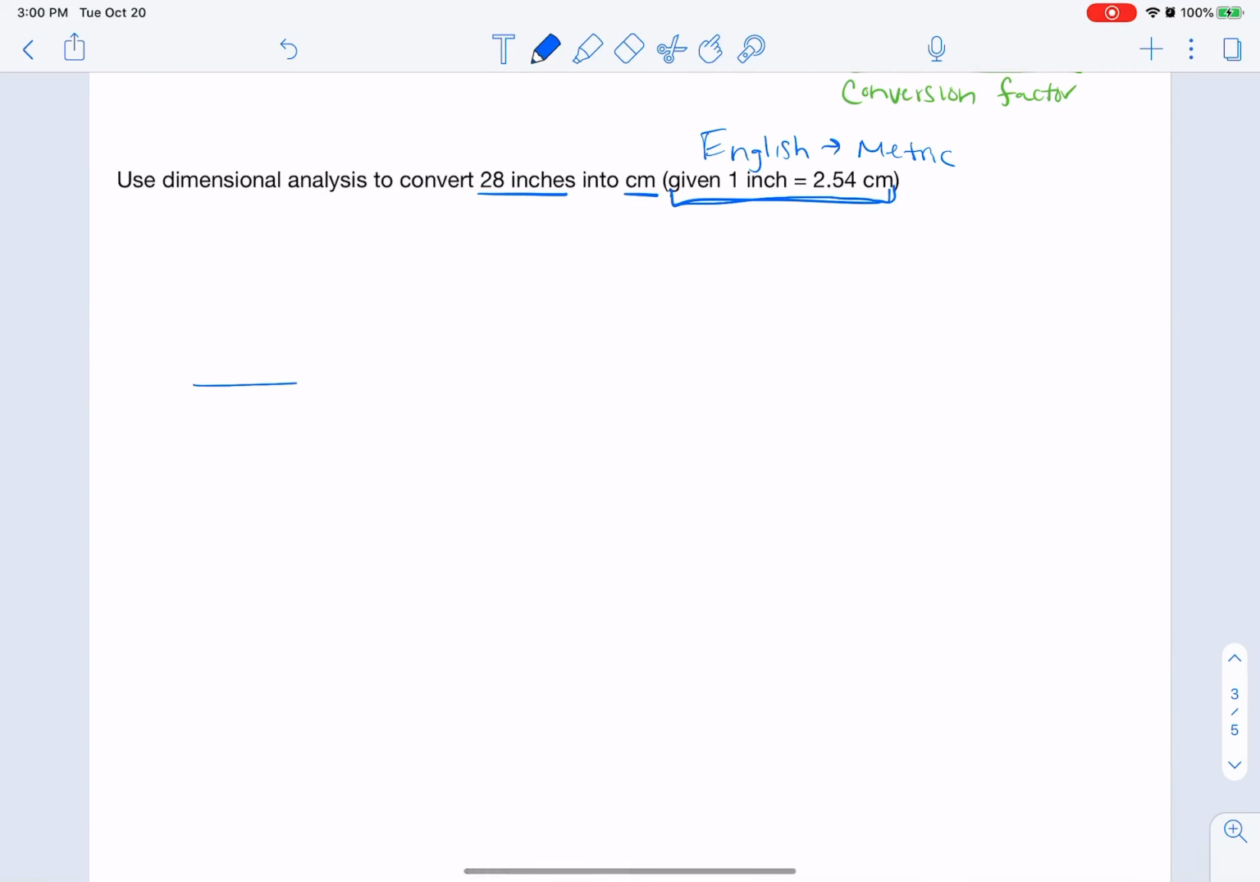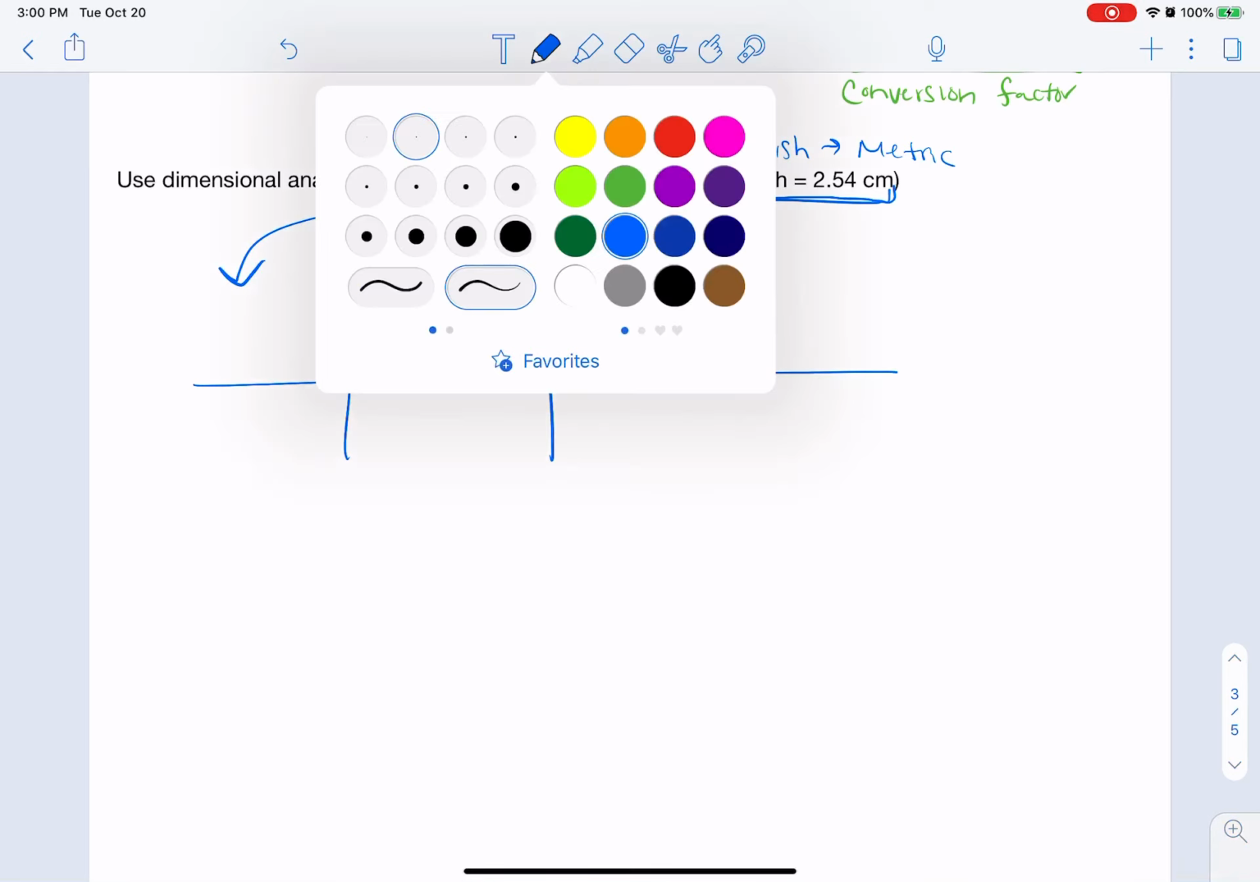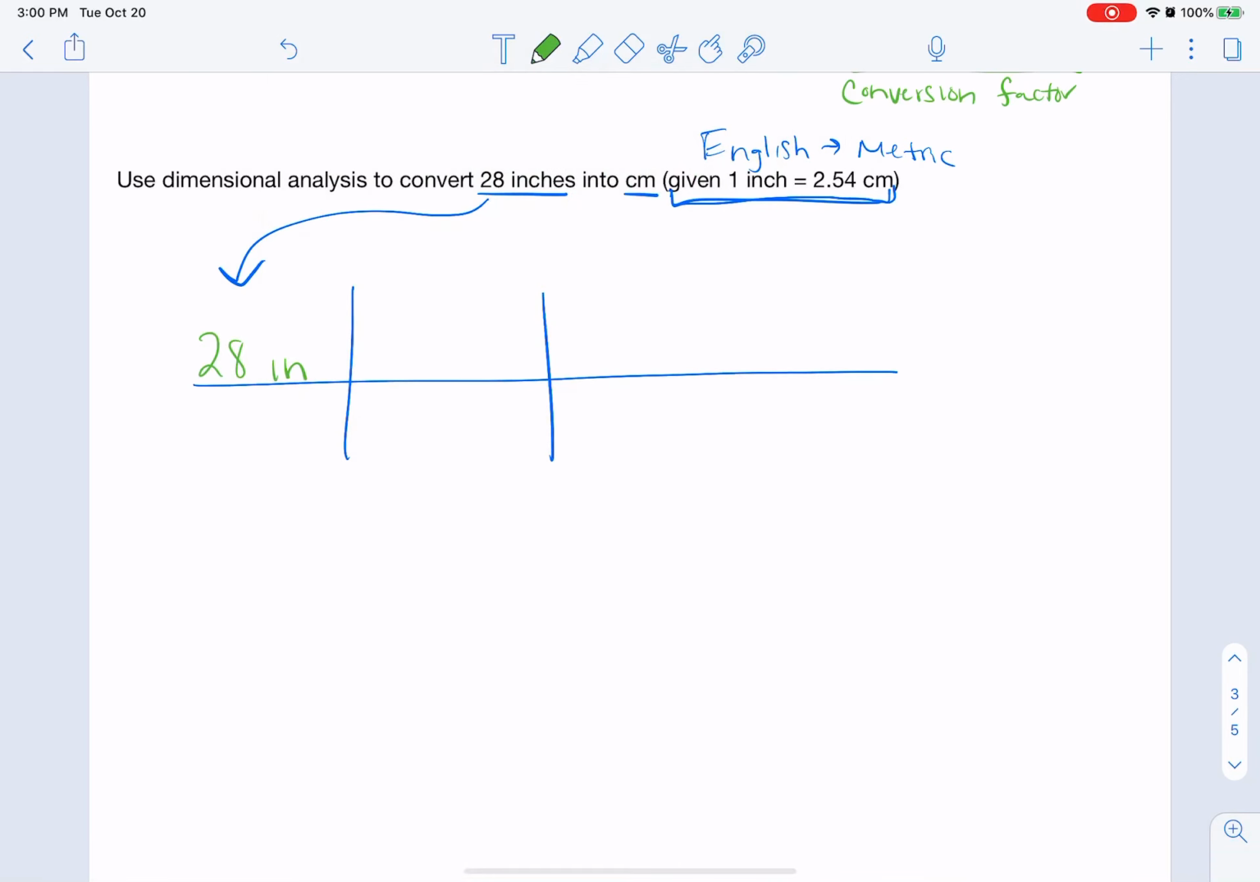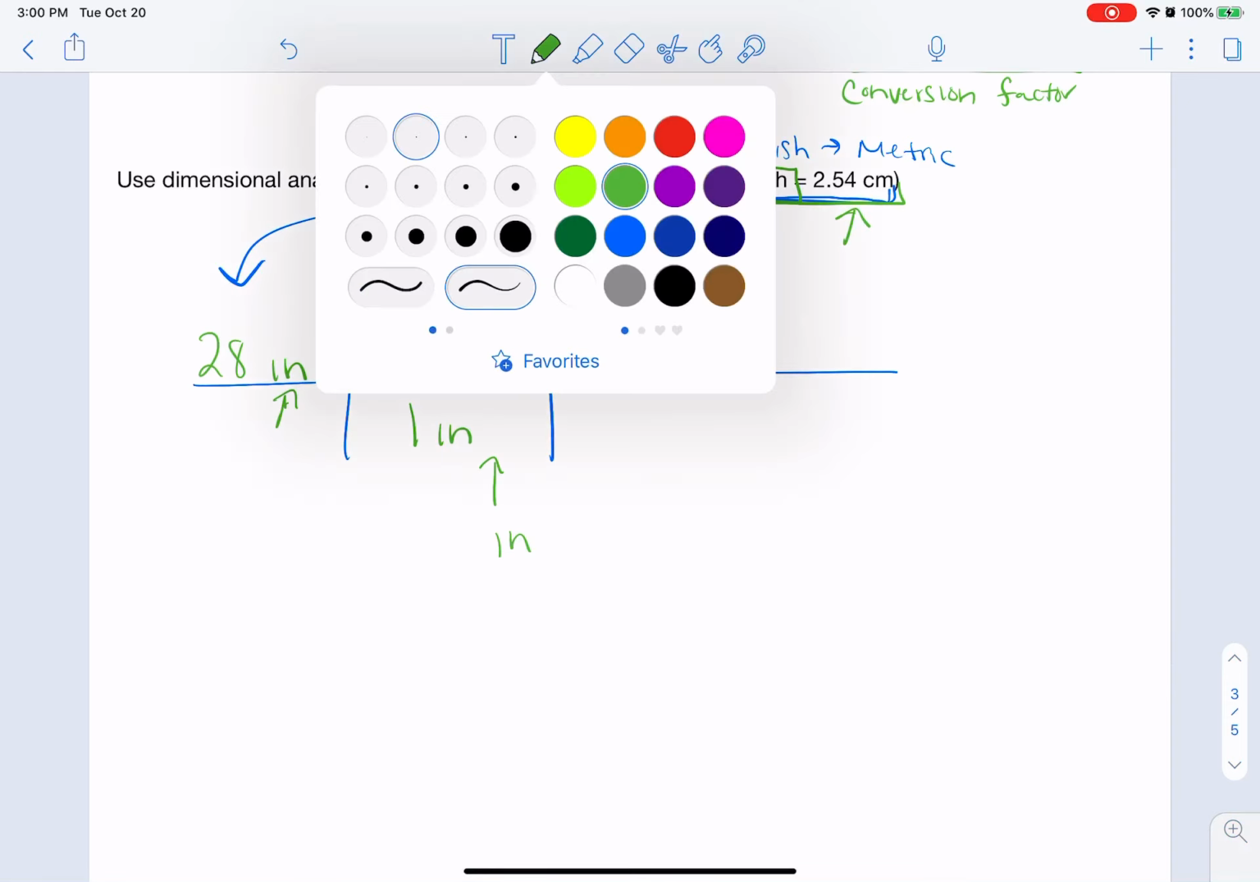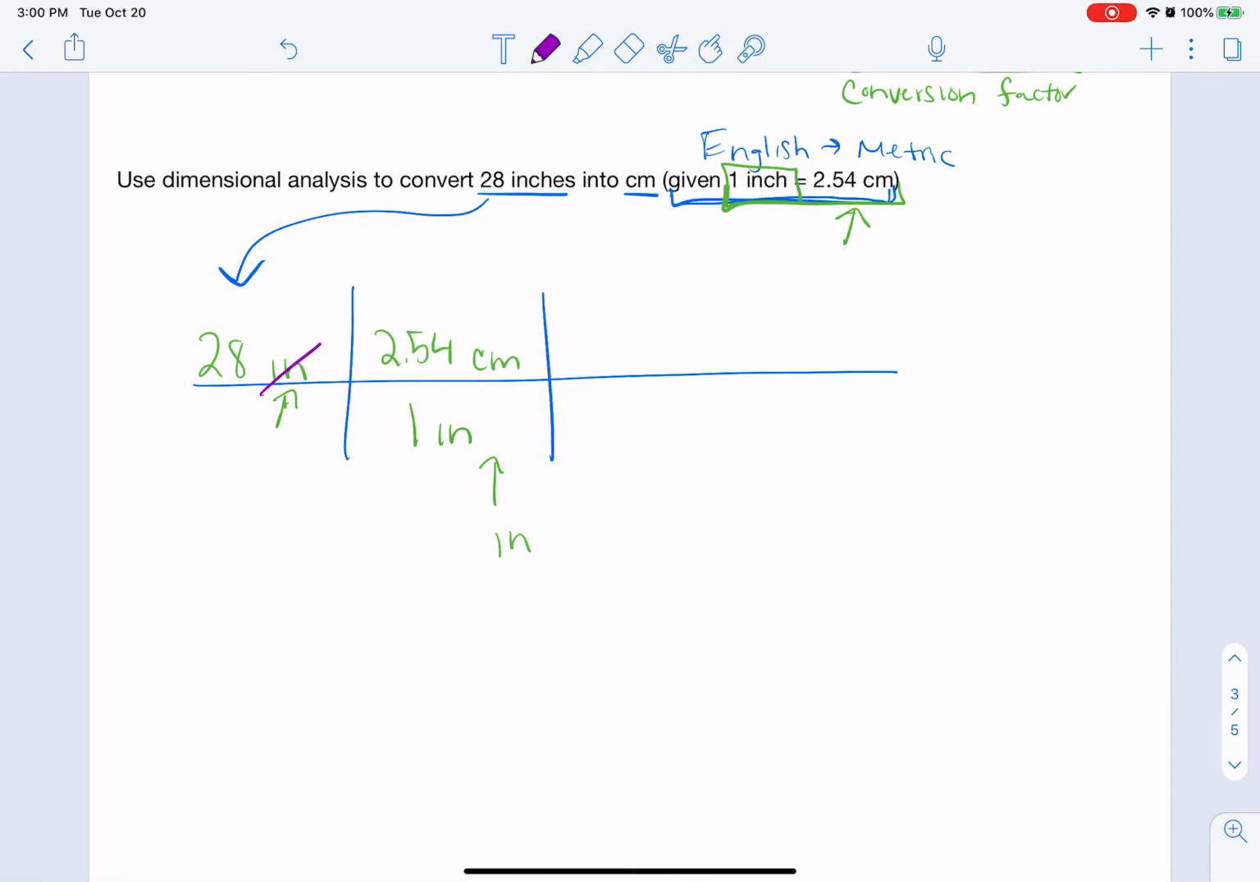Let's try and draw a straighter line here. There we go. And our given value always goes here, 28 inches. And we know 1 inch is 2.54 centimeters. And on the bottom here, we want it to cancel, so we need the inches down here. So I'm going to put 1 inch here because that's what I have here. And 1 inch is equal to 2.54 centimeters. That's what I had here. And so now we're going to see that inches on the bottom and inches on the top, so they cancel. And we're going to be left with a unit of centimeters.